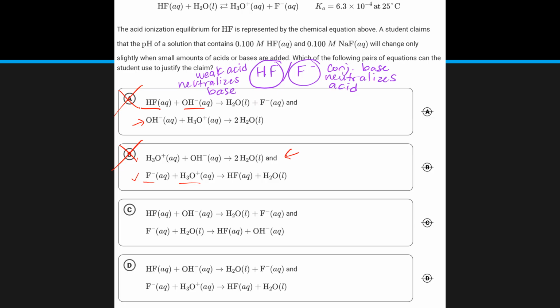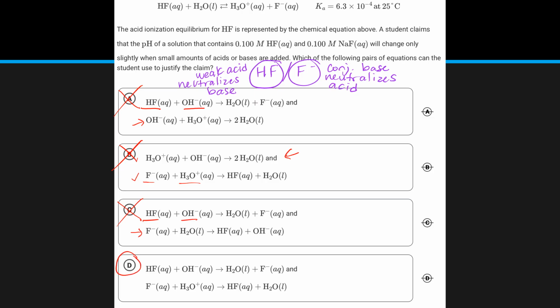In C, we do have our weak acid neutralizing added base to form water and the conjugate base. However, in the second equation, our conjugate base is reacting with water, which is not neutralizing added acid, so that would not be the answer.